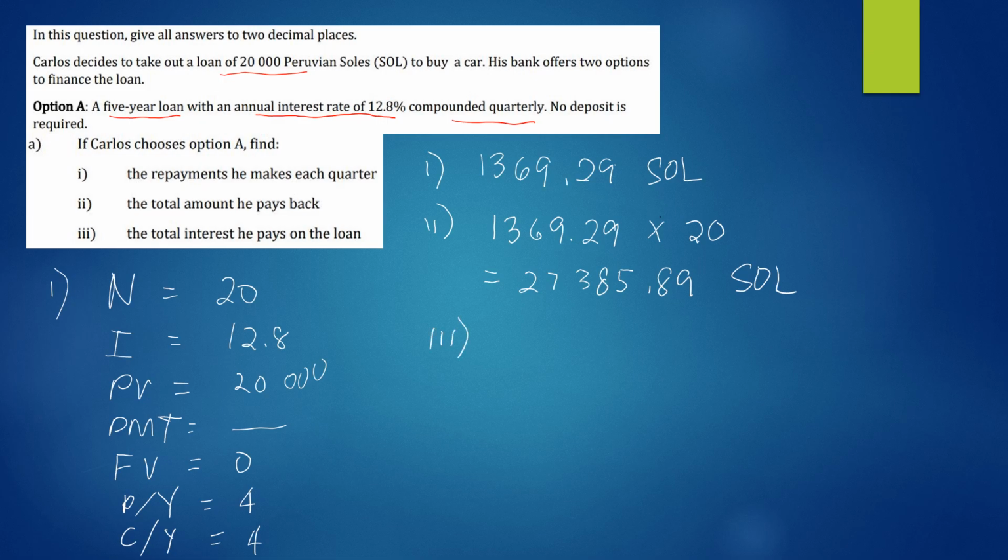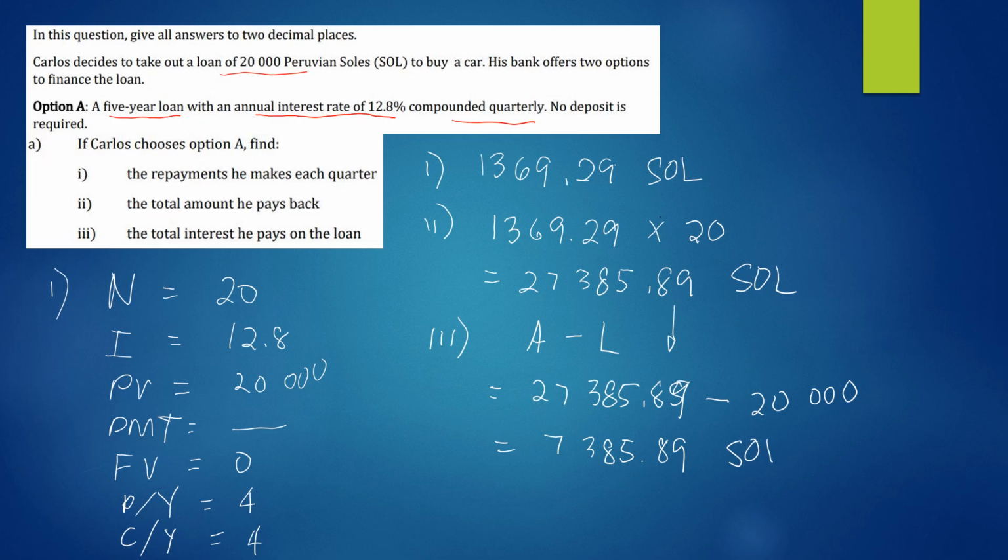For part 3, the total interest. The total interest is the total amount you paid minus how much you really loaned. So that's 27,385.89. This is what Carlos paid for 20 quarters minus the loanable amount, which is only 20,000. So the interest gained is 7,385.89 Peruvian soles.